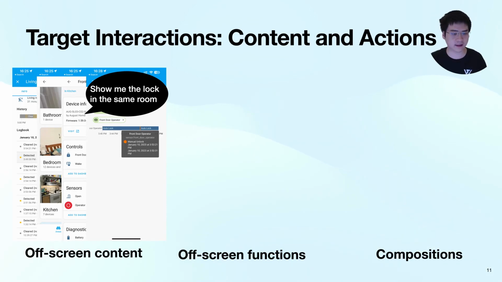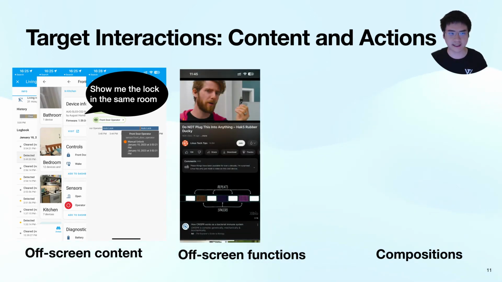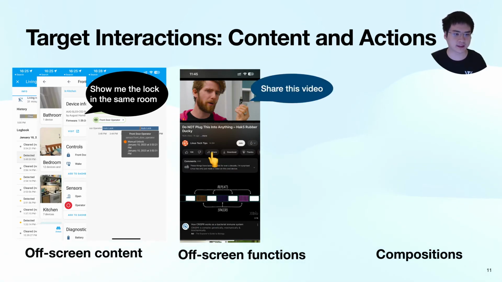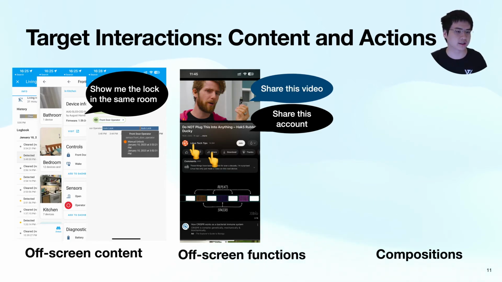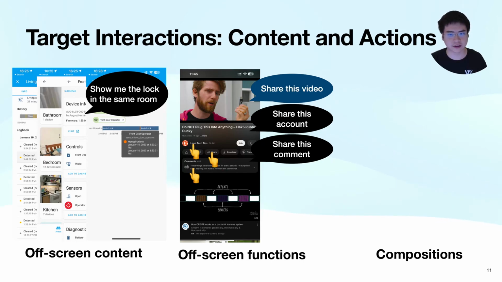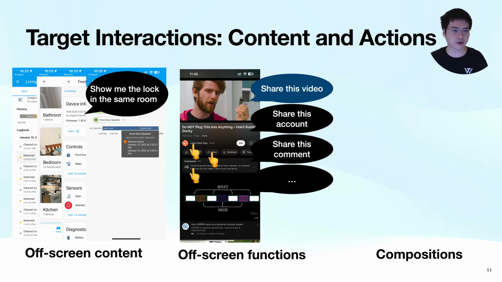Okay, and the second kind of feature that we're trying to work with here is accessing off-screen functions. Let's say I just watched this YouTube video. YouTube has this function where I can share this video by tapping this button. But there are so many features that YouTube supports that are not directly displayed in the app. For example, I want to share this account, right? There isn't a button for that. I also want to share this comment, but there's also not a button for that. There are so many things that you might want to do with the app, but they're not directly exposed with a button, although the app actually supports this function. So we want users to be able to access those.